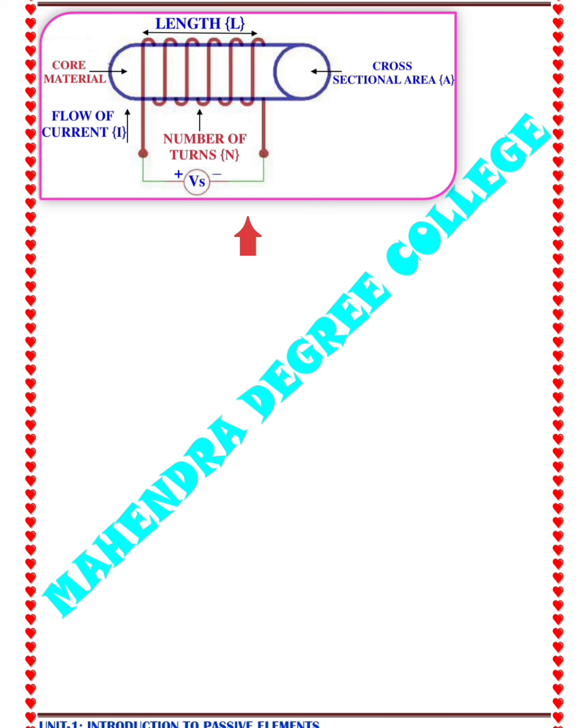The final explanation: an inductor is made by winding a wire around a core. When current flows, it creates a magnetic field. The inductance depends upon the number of turns, core length, cross-sectional area, and type of core material.